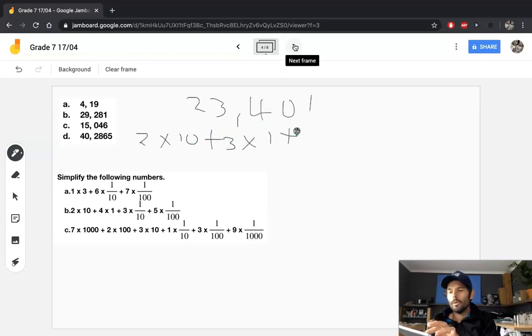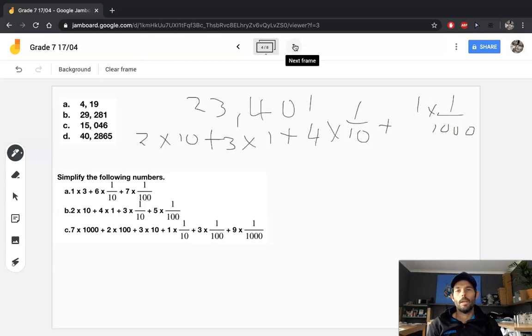Okay, the 4 is worth 4 multiplied by 1 over 10. The 0 we don't have to worry about. And the 1 is equal to 1 multiplied by 1 over 1,000. Okay, so that's your expanded notation. It's taking the number and showing me what each individual number is worth.